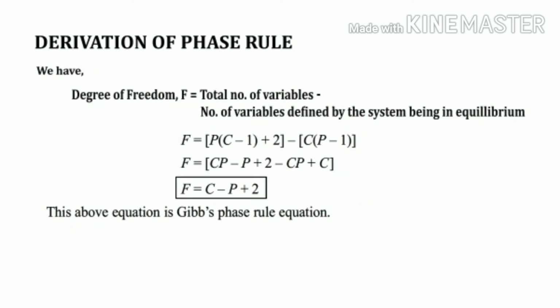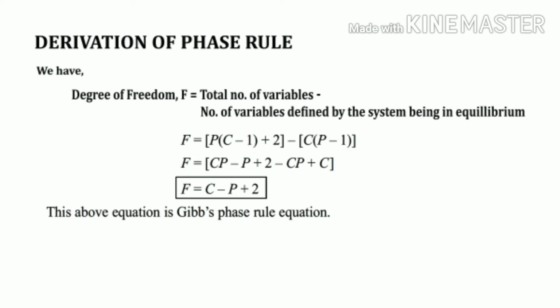Now we have the degree of freedom F is equal to the total number of variables minus the number of variables defined by the system being in equilibrium. Therefore F is equal to P into (C minus 1) plus 2, which is given by equation number 1, and it is the total number of variables, minus C into (P minus 1), given by equation number 2, which is the number of variables defined by the system being in equilibrium.